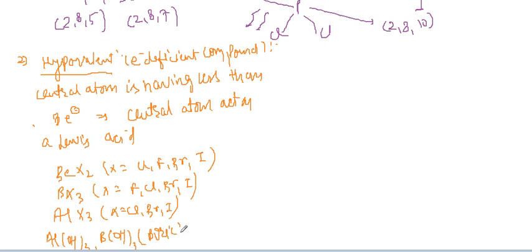So these all have a central atom deficient in electrons. These central atoms have a deficiency of electrons because they do not have a complete octet, having less than 8 electrons. So these are known as hypovalent.